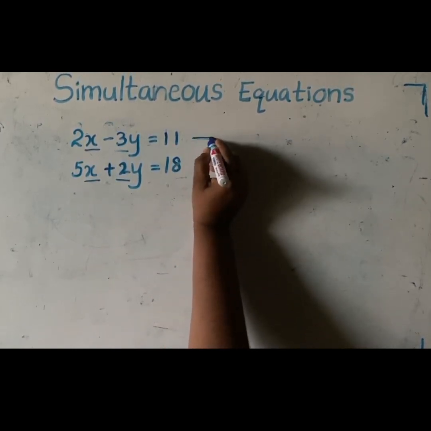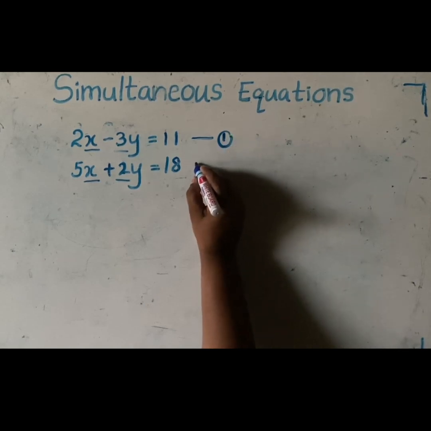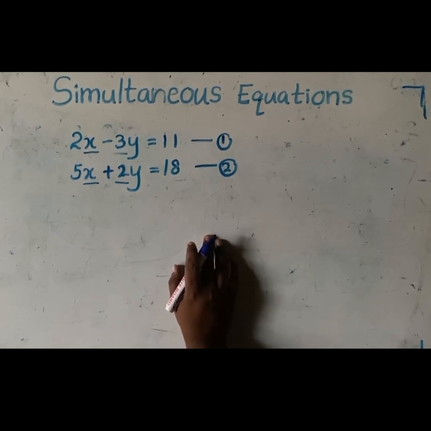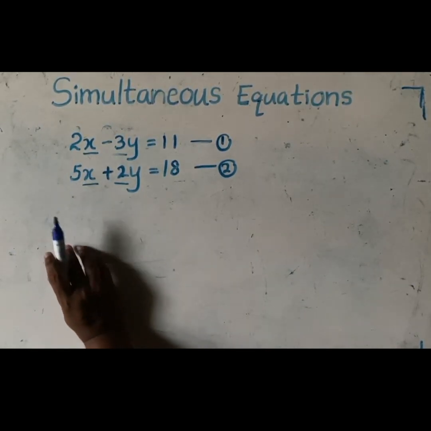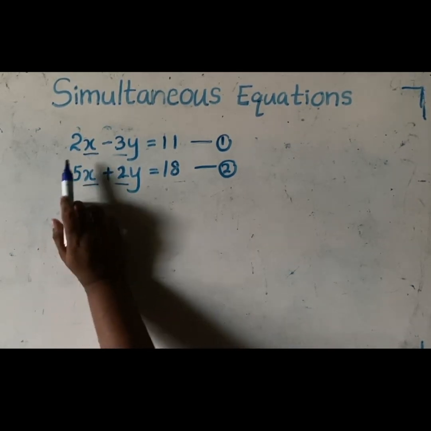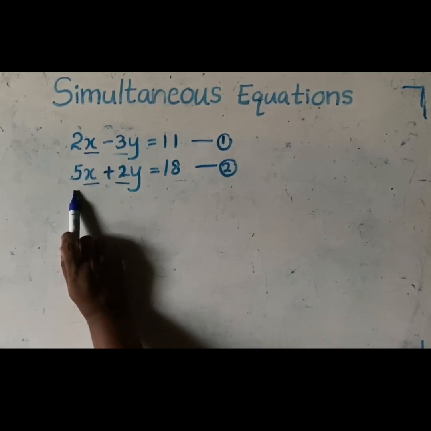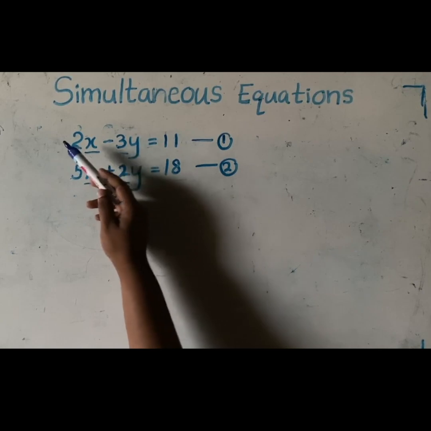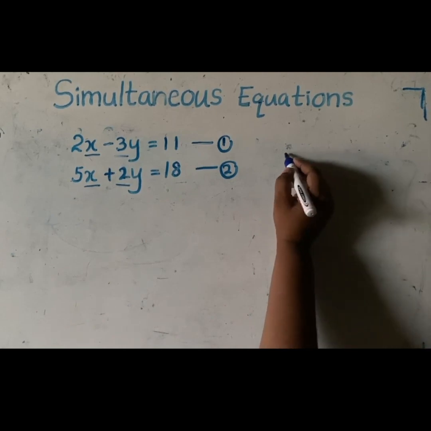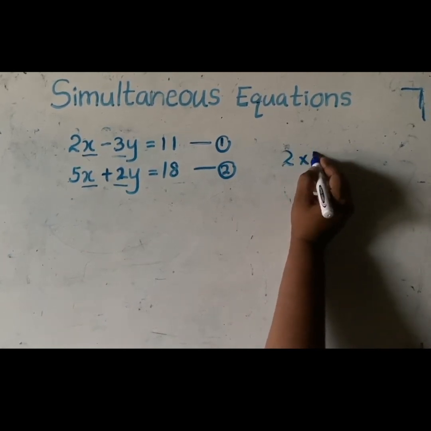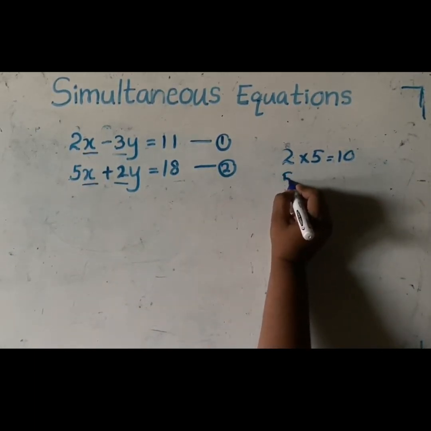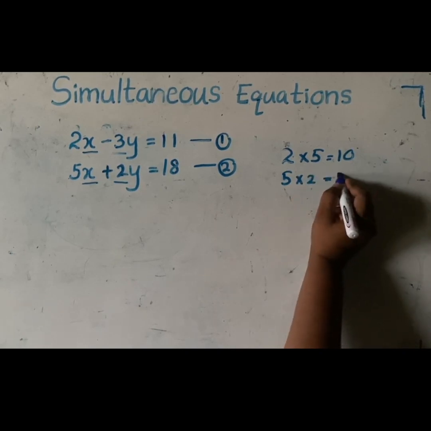So we want to use the method of elimination to solve this one. First of all, I will mark these equations as 1 and 2. We want to make the coefficients of these terms the same. Here only 2 is there, here only 5 is there, so we want to take these two numbers to the same value. I can multiply 2 by 5, then I easily get 10. Here 5 is there, so I can multiply 5 by 2, then I get 10.